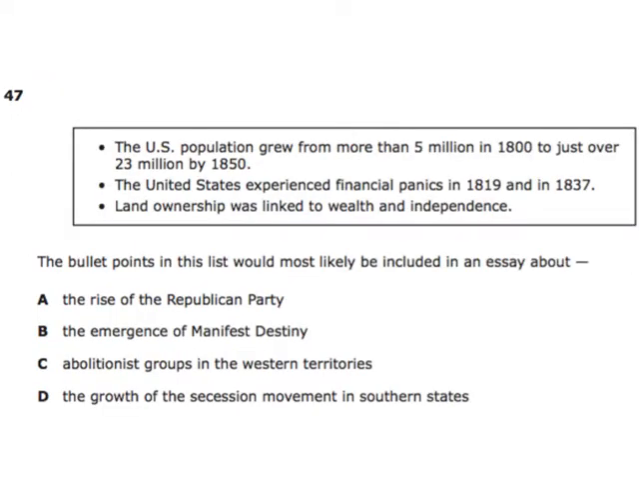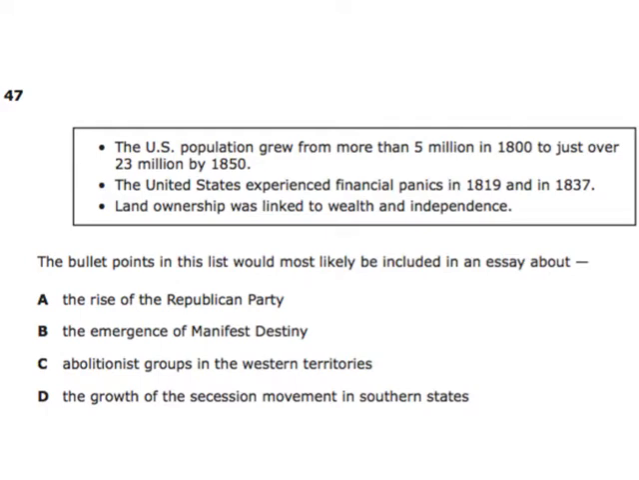Okay, the U.S. population grew from more than 5 million in 1800 to just over 23 million by 1850. The United States experienced financial panics in 1819 and 1837. Land ownership was linked to wealth and independence.